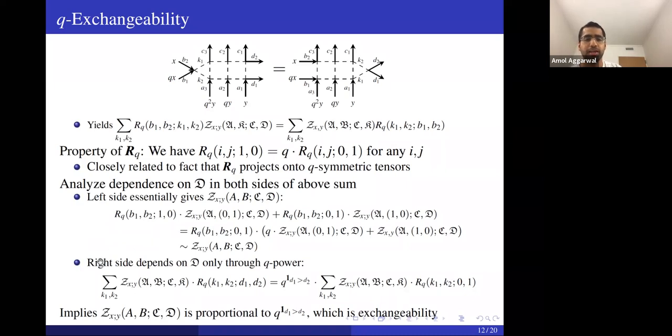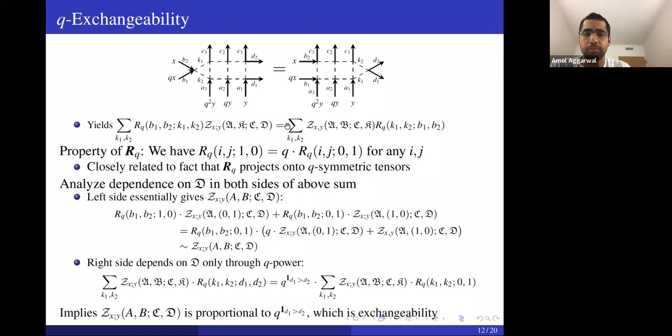Okay, so that deals with the left side. Basically, if I take this guy and sum over all possible A's and multiply by q to the number of inversions in A, I get my fused weight, my ZXY of ABCD, up to some factor. Now the right side, my claim is that it only depends on D through a power of q. Let me quickly explain why that's true.